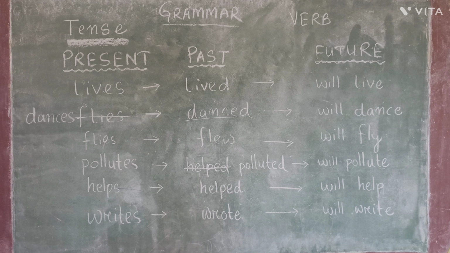It is flies, then flew, will fly, then pollutes, polluted, will pollute, helps, helped, will help, writes, wrote, will write. So there are two mistakes. In place of dances, flies is given, and in place of polluted, where we have to write, it is given as helped. Okay, so correct it. It is given wrongly in the textbook.